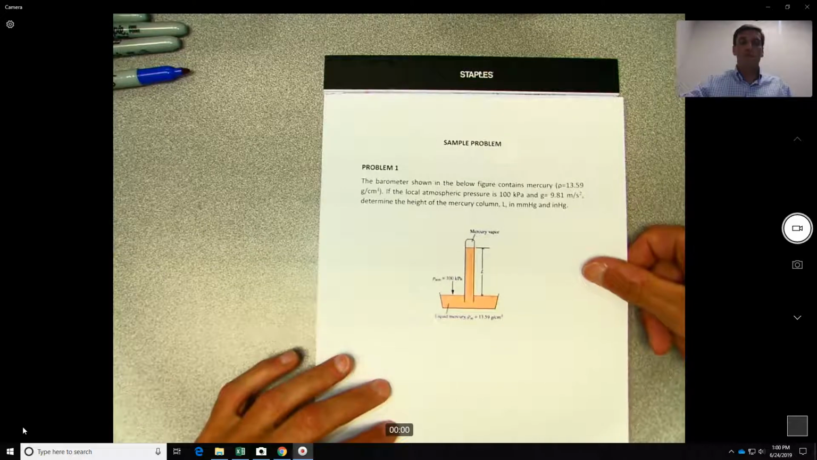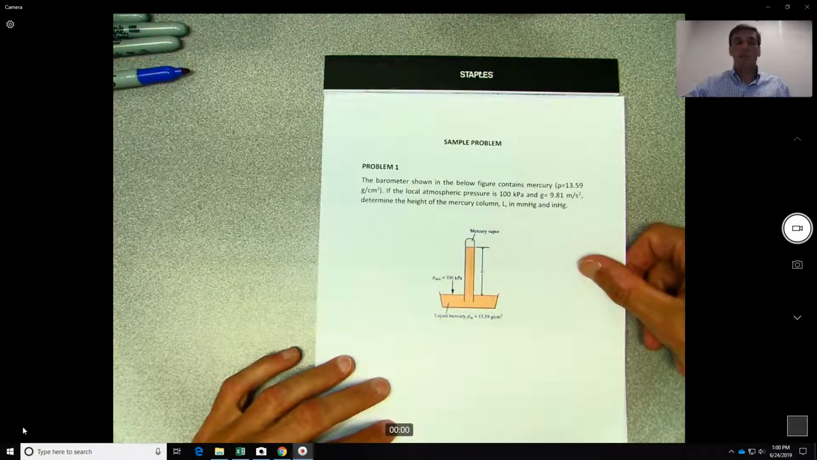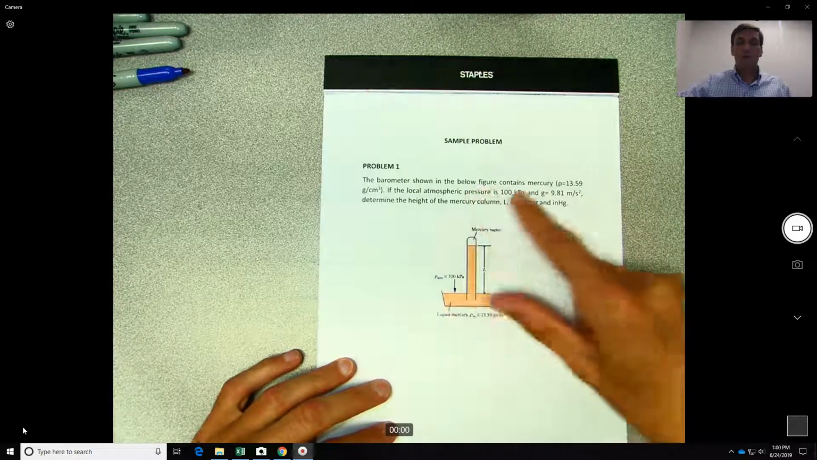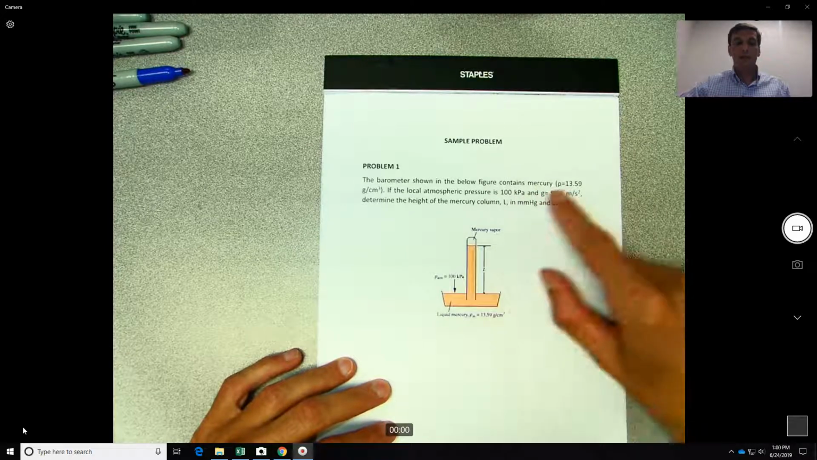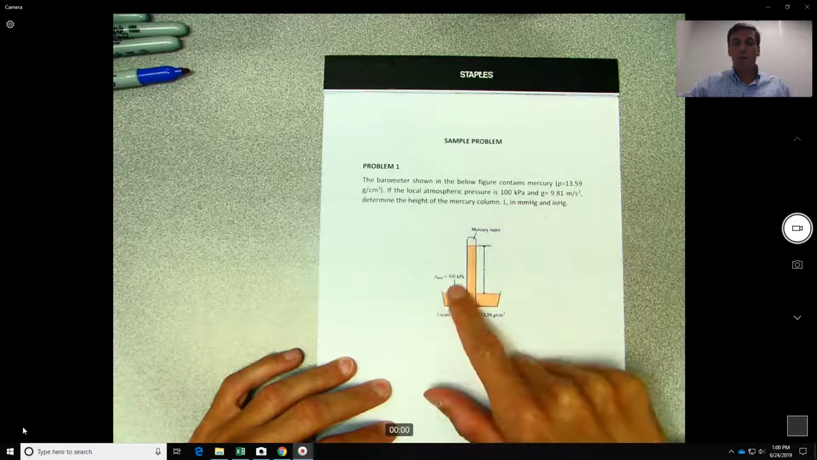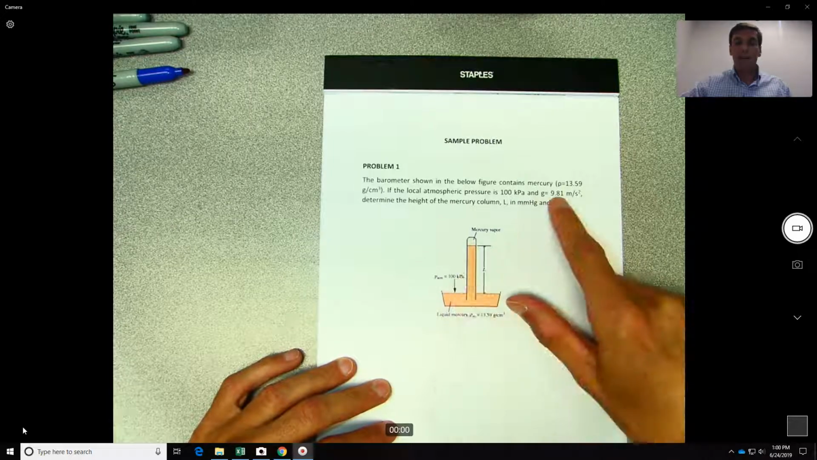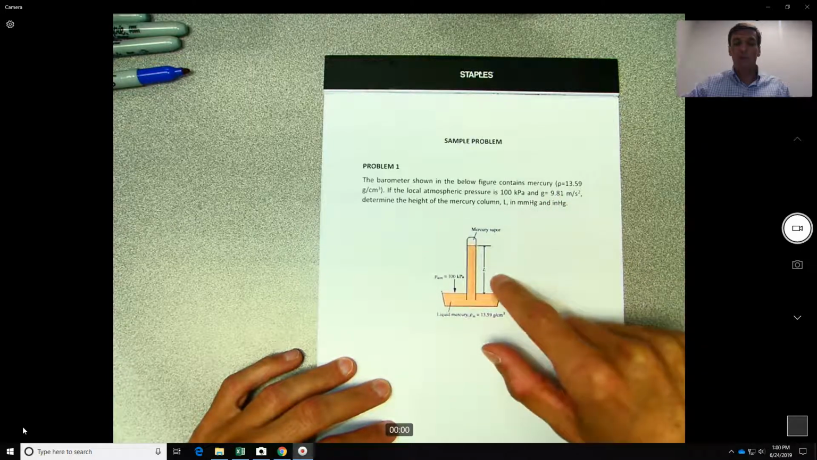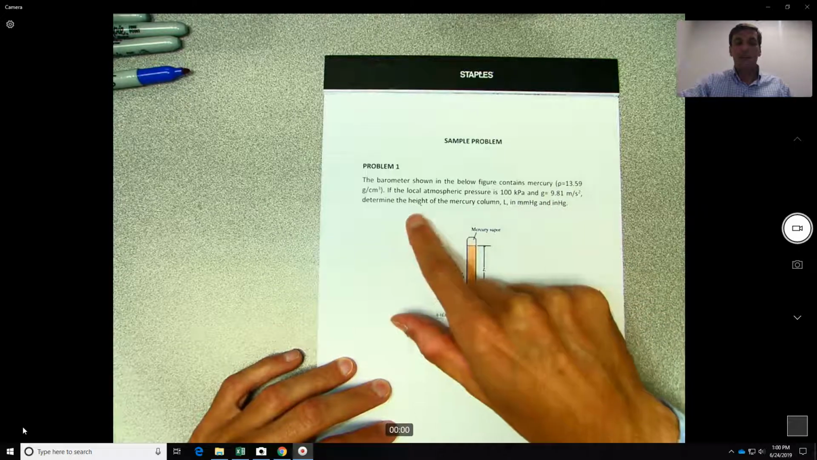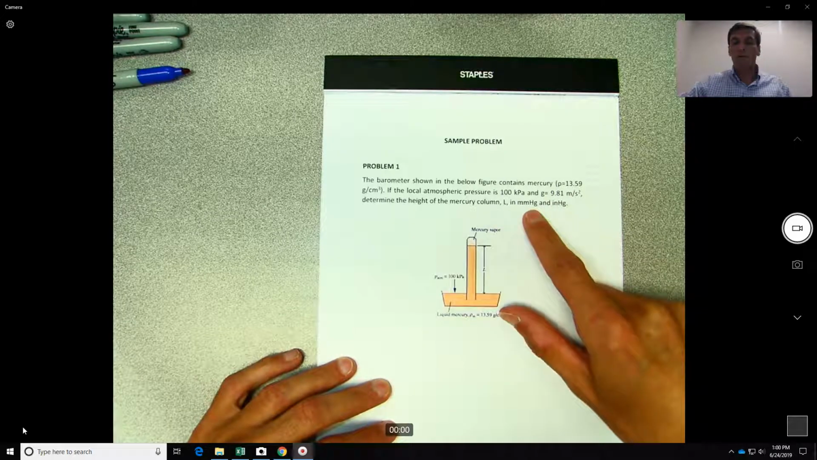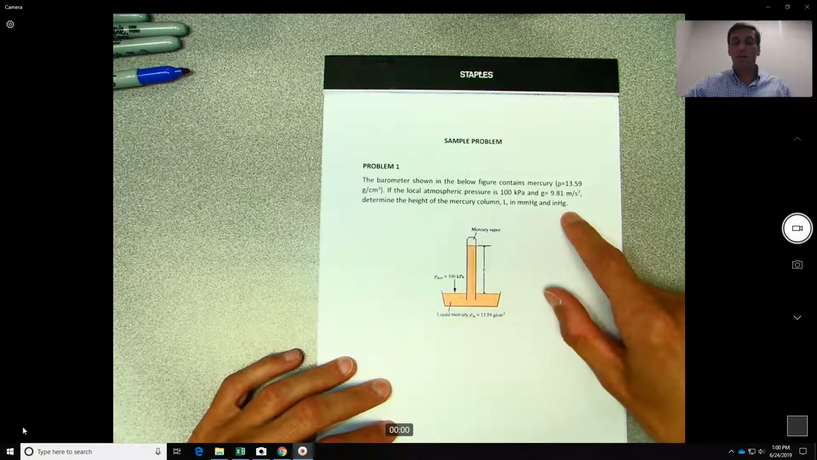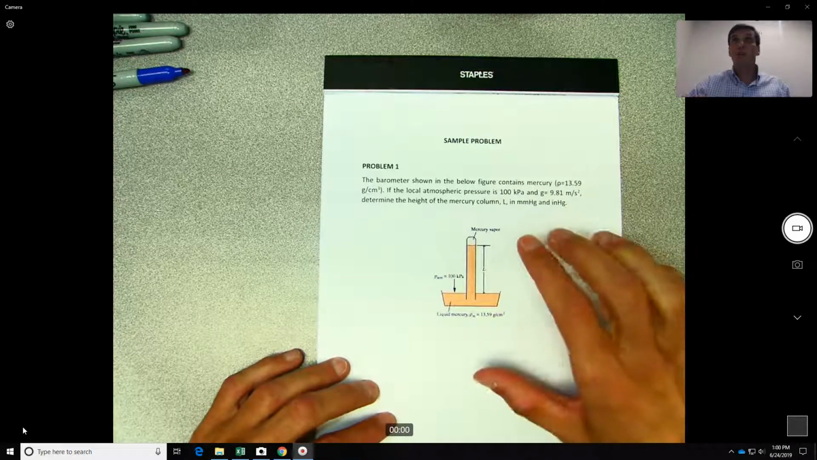So I selected 3 problems to apply the procedure. So this is the first problem. As you can see, this barometer shown in the figure contains mercury. If the local atmosphere is 100 kilopascals and g equals 9.81, so this is gravity, determine the height of the mercury column L in millimeters of mercury or inches of mercury. Okay, so this is the problem statement.